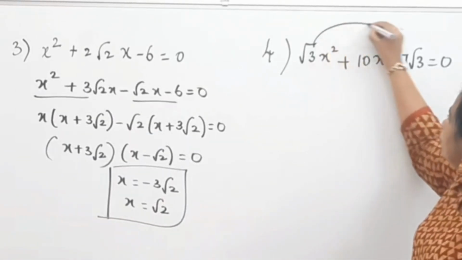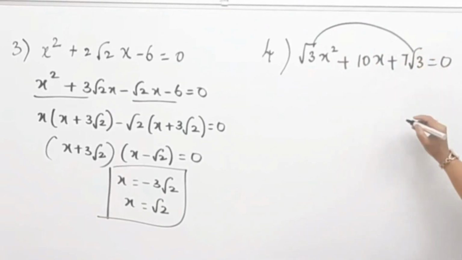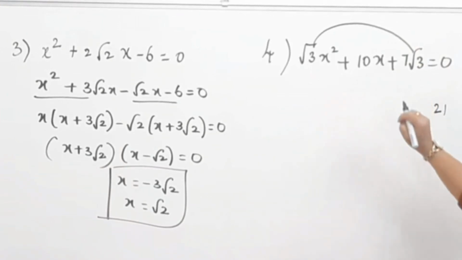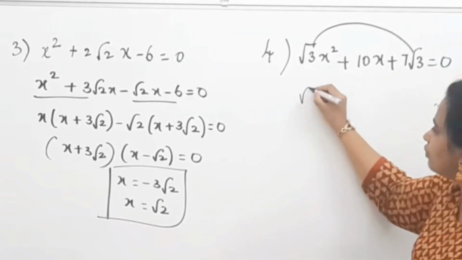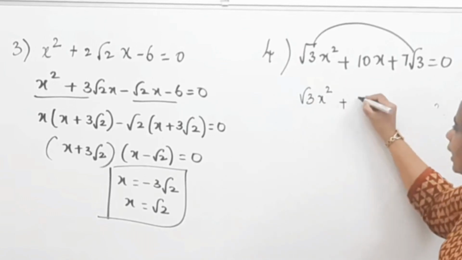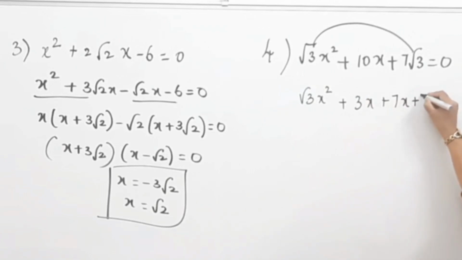So now here you have to multiply 7 into root 3 into root 3. You get 7 3s are 21. So the factors for 21 where the sum must be equal to 10. So 7 3s are 21 and 7 plus 3 is equal to 10. So you get your factors such that root 3 x squared plus 3x plus 7x plus 7 root 3 equal to 0.